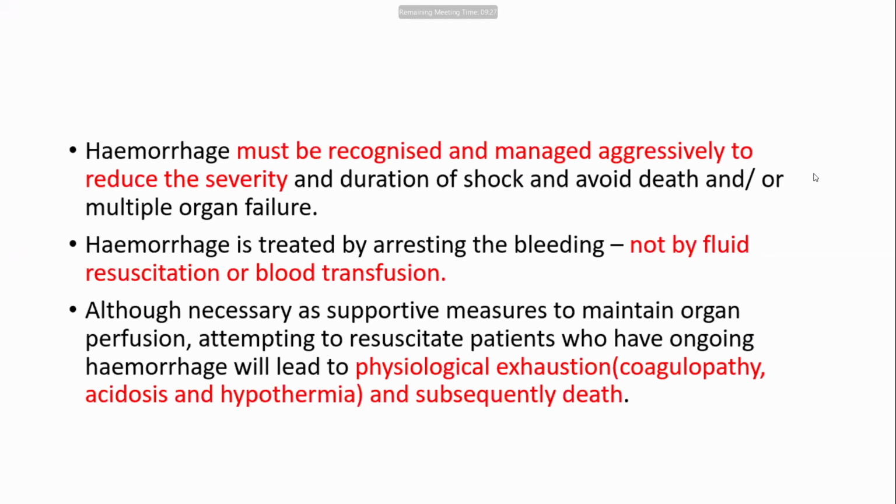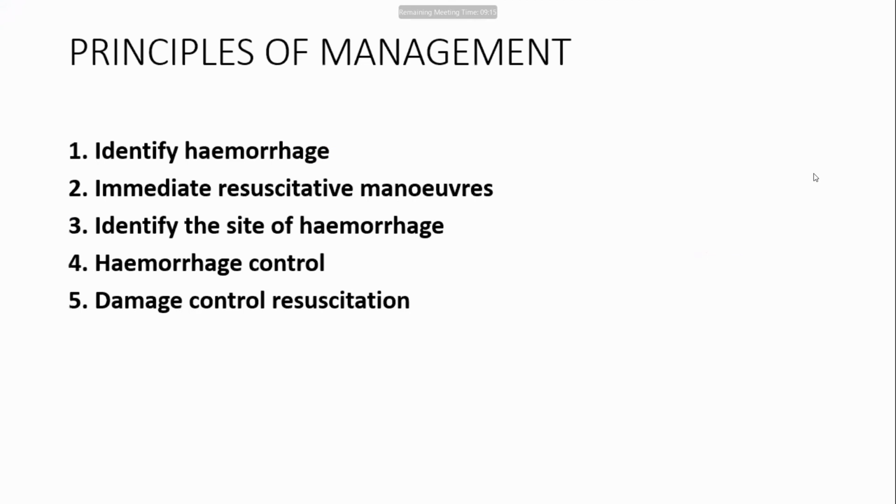The main theme is that you need to act as early as possible so that the patient will not go into a decompensated state or a state of irreversibility. So the principles of management are: identify hemorrhage, immediate resuscitation maneuvers, identify the site of hemorrhage and control it, and there is something called damage control resuscitation, which we will talk about later.